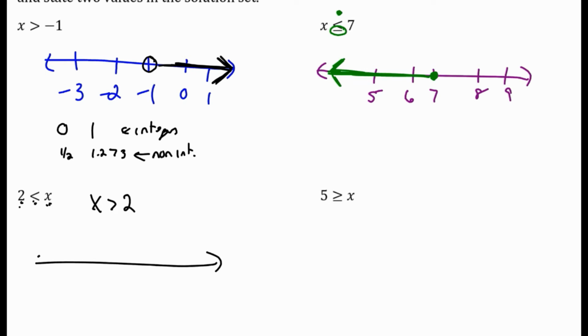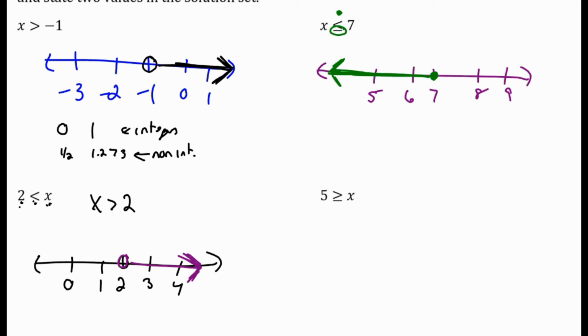So we can graph that. 2 gets an open circle. 3, 4. Make sure you're numbering these and not just putting one number on a number line. That's not helpful. And I want to be bigger. There's my open circle. I want to be bigger than 2. I want to go to the right.